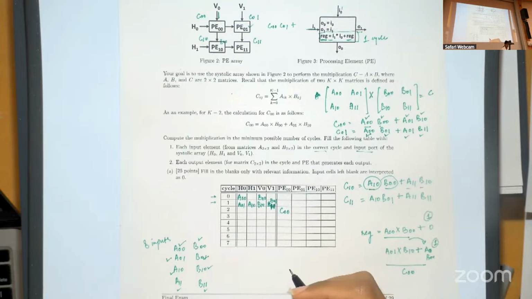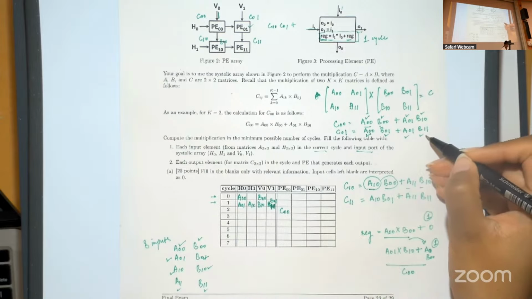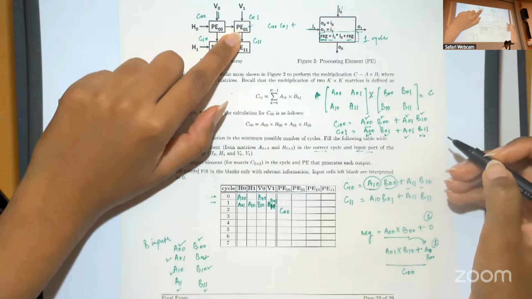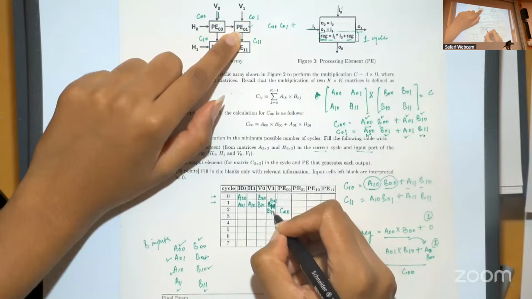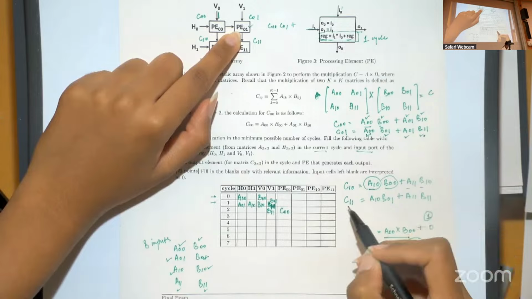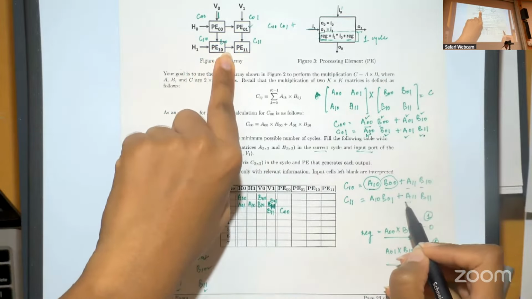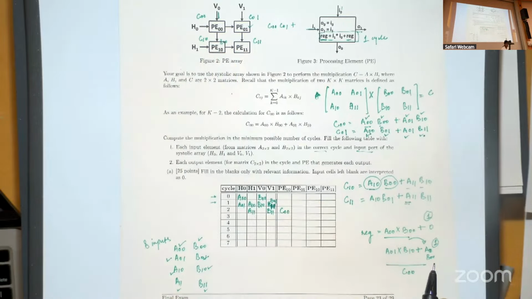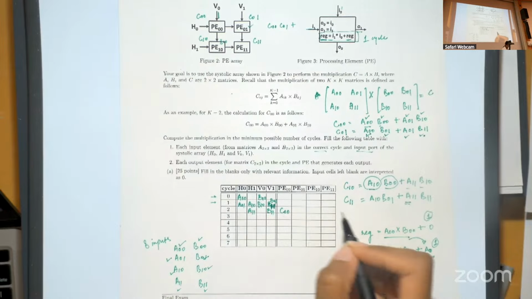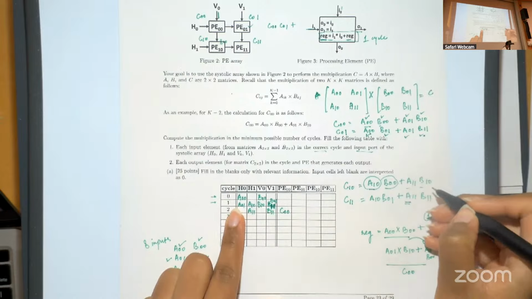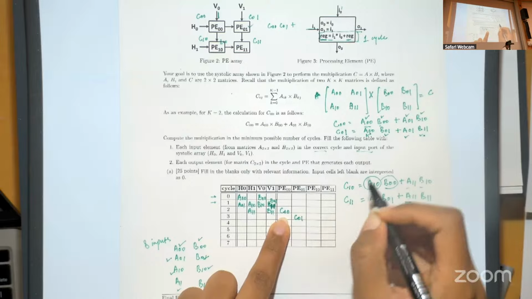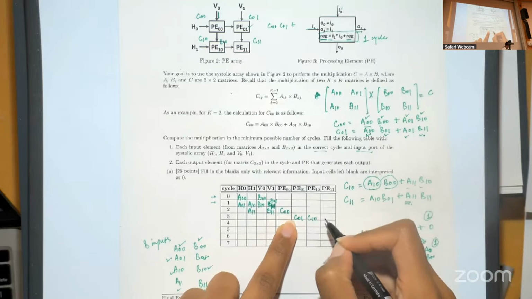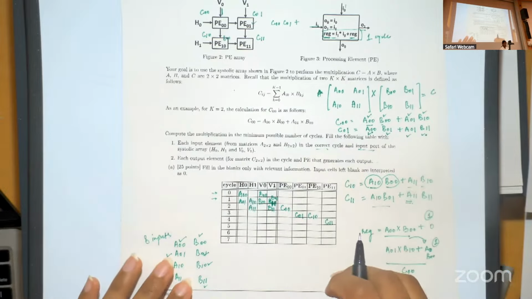So which PEs require this? This PE01 requires B11, so we will pass B11 here as V1, and these PEs require A11, so we will pass A11 as H1. So now we are done with all the inputs. The operations that didn't require A11 and B11 would be done in this cycle. So that is C01 and C10, and then in the next cycle we will have C11, that will be A10. So this is how we will construct our table.